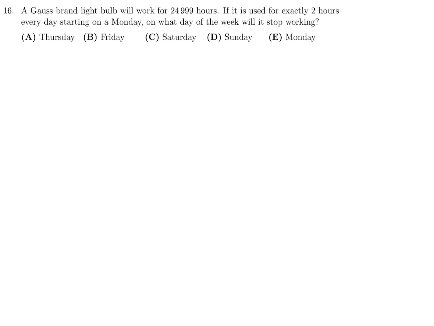A Gauss brand light bulb will work for 24,999 hours. If it is used for exactly 2 hours every day, starting on a Monday, on what day of the week will it stop working? Well, let's make a little calendar for ourselves. We are starting on a Monday, right? So that's day 1. And every 7 days, it pretty much comes back to the same. So 3, 4, 5, 6, 7. So after it completes 7 days, of course, it'll come back to Monday again.